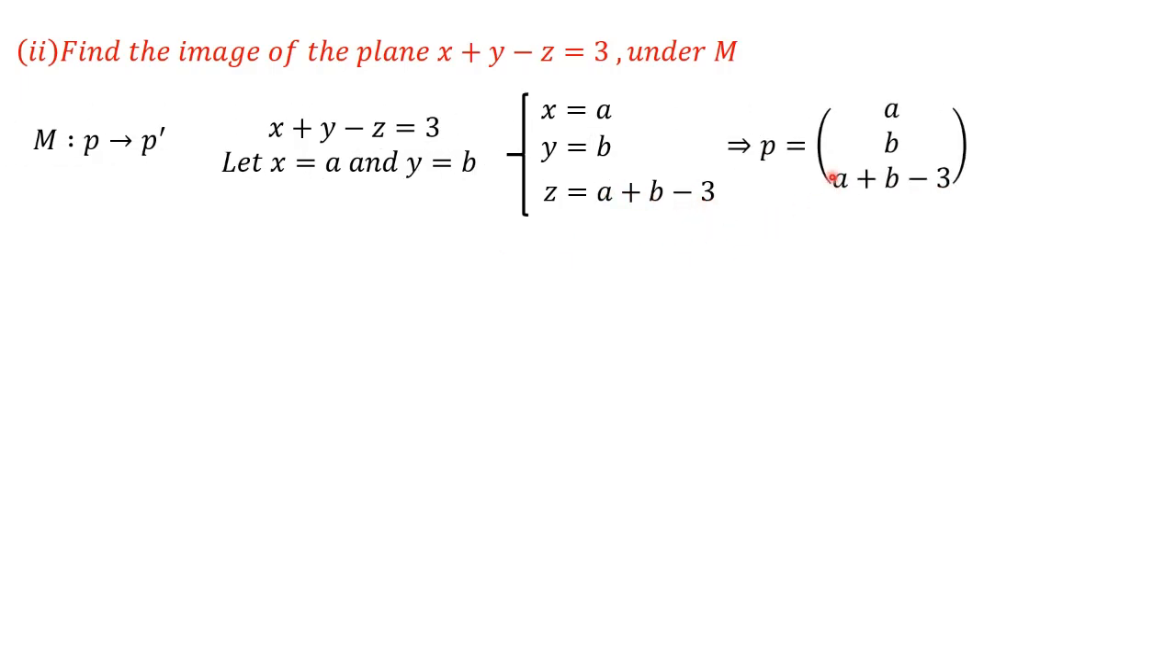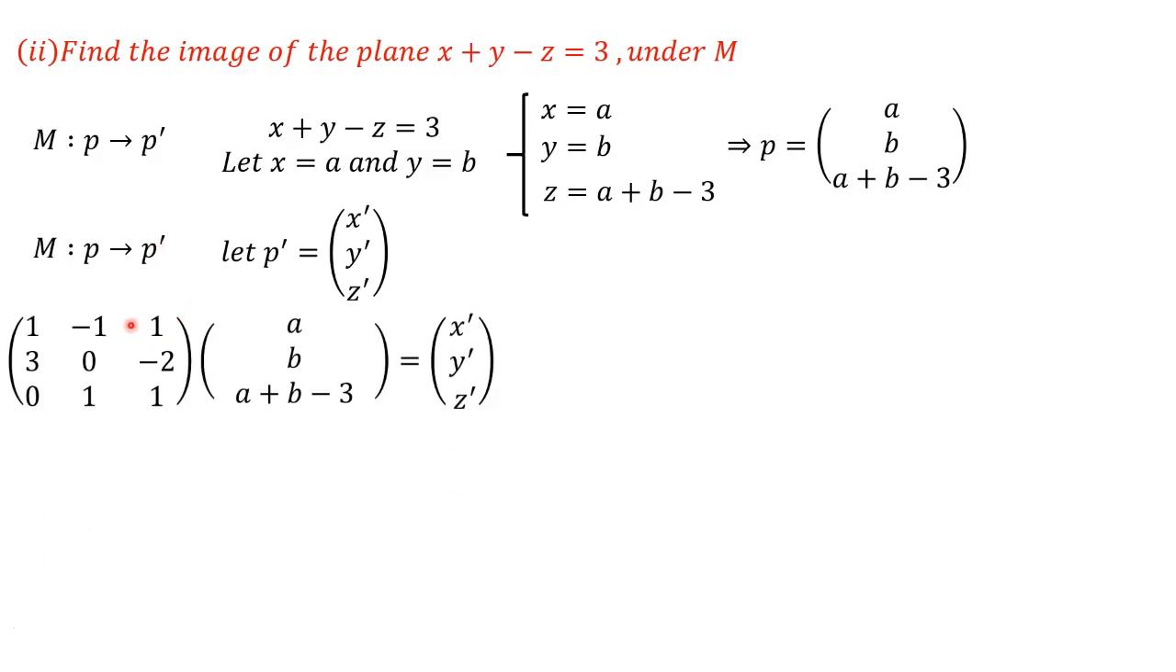So from which we can move forward and say that the point which the matrix M is going to transform is actually A, B, and then A plus B minus 3. From it, first of all, let P prime be the image of the plane x plus y minus z equals 3, which we want to find. So we are looking for P prime, which is the image of the plane.